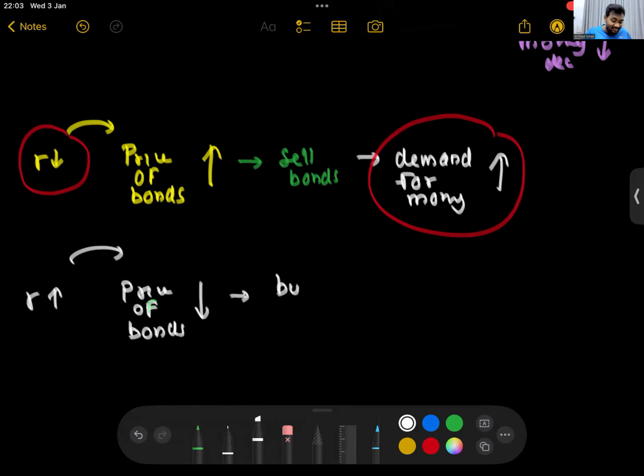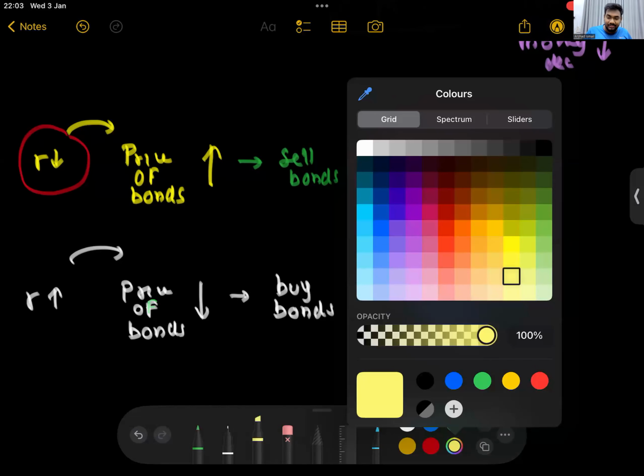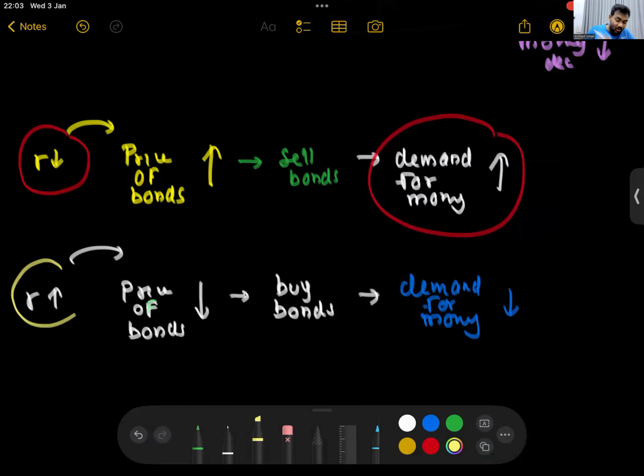You buy the bond. When you buy bonds, what happens to the money that you have now? You took your money and you bought the bond. Now do you have money with you? No money. So your demand for money has come down. See, interest rates go up, demand for money comes down. Negative relation. Interest rates go down, demand for money goes up.